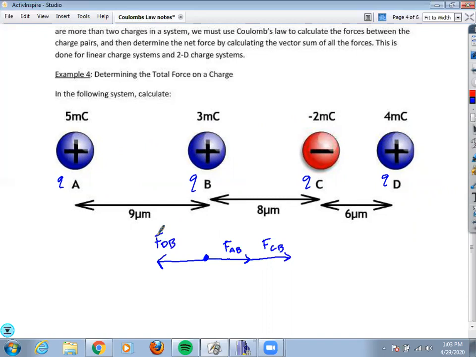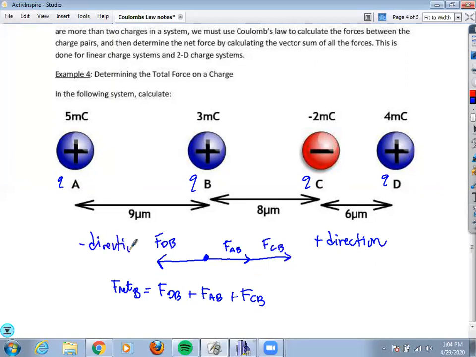So we need to know these three forces, and then we can add them to get the total force. F net on charge B would equal force of charge D on B plus force of charge A on B plus the force of charge C on B. So how do we get those three forces? Coulomb's law, and then we would add them up. We're going to say to the right is the positive direction, and to the left is the negative direction. Okay, so you could even go so far as to say negative charge, negative FBD.